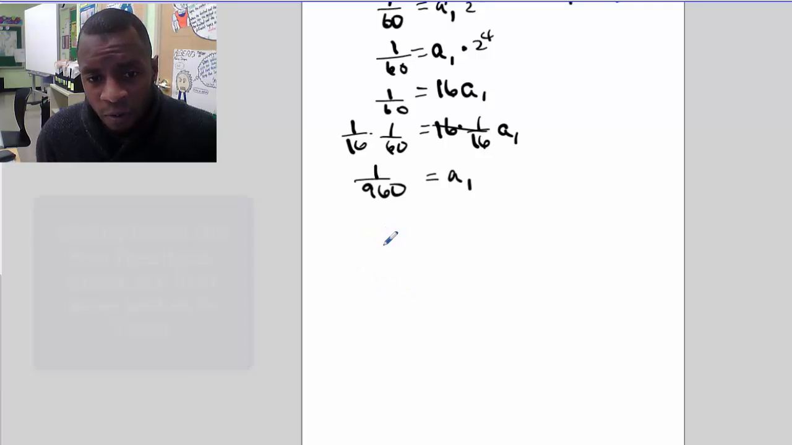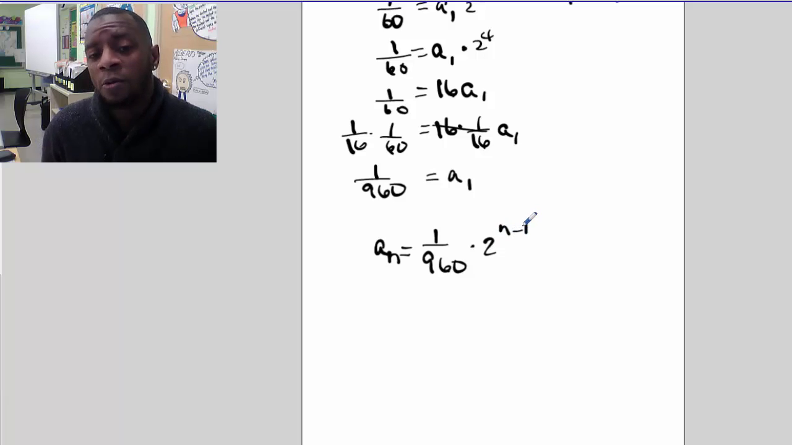So our explicit formula for this geometric sequence is going to be a sub n equals the first term, 1 over 960, times our common ratio, 2, to the n minus 1. And that will give you the shutter speed at any rate n that we plug in. Okay.